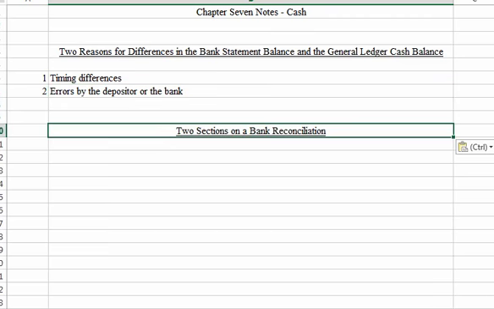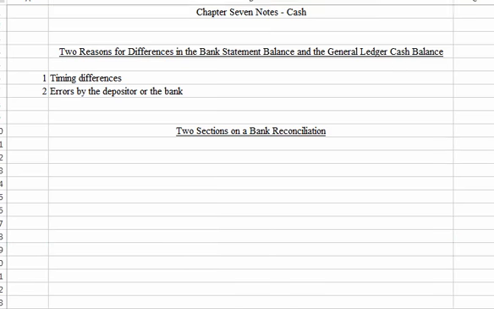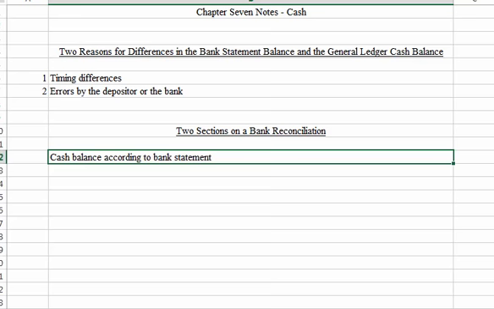Okay, you guys, there are also two sections on the bank reconciliation. We'll start with either the bank's balance, make adjustments and work our way to an adjusted balance, or we could start with a general ledger cash balance and work our way to an adjusted balance. It doesn't matter which one we do first, we're going to do both. Okay, so in this case, I started with cash balance according to the bank statement.